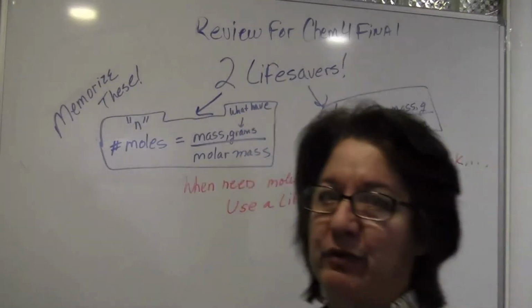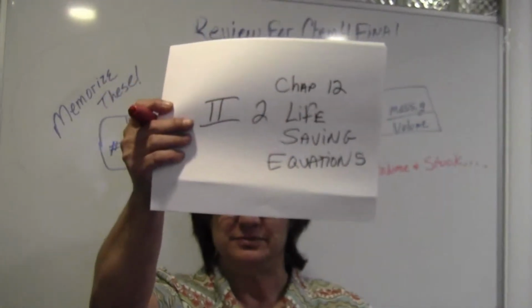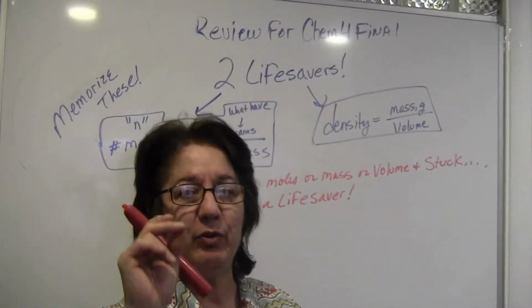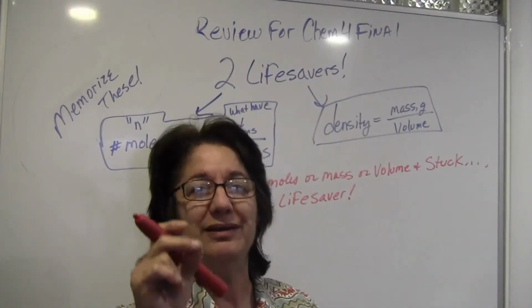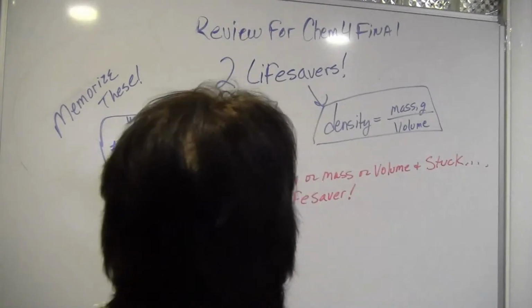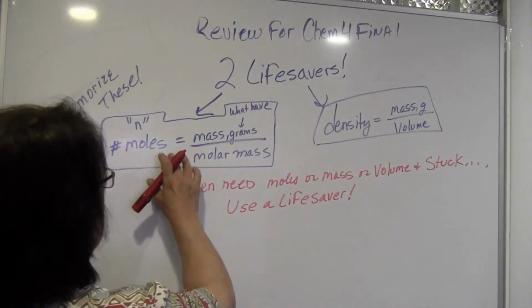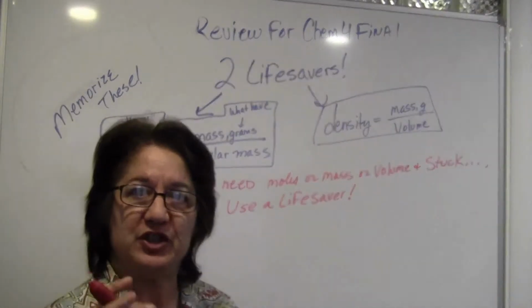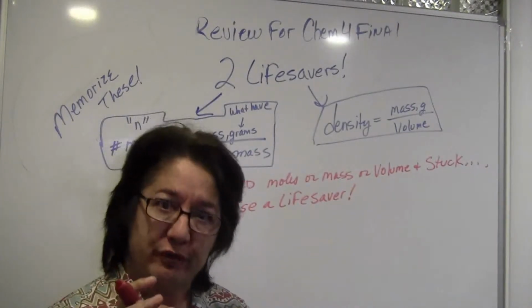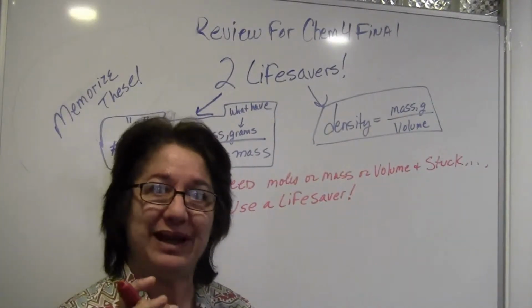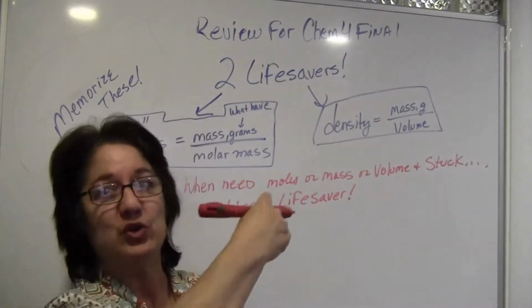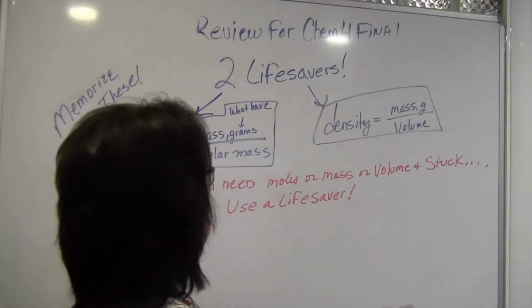Hi, we're back reviewing for the Chem 4 final. This section is going to be on your two life-saving equations that are going to help you over and over again in Chem 4. The two life-saving equations are for when you're going through a problem and all of a sudden you get stuck. You know the formula, but you can't figure out how to get something in the formula. It's going to be one of these two equations.